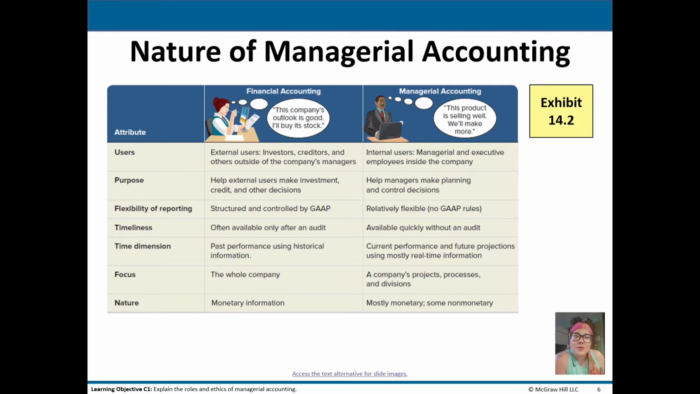And finally, we get to the nature of the information. Both financial and managerial accounting reports have monetary information. Managerial accounting reports also have non-monetary information, non-financial data that I was talking about earlier. That can include things like employee satisfaction, percentage of on-time deliveries, employee diversity, things like head count, stuff that is not necessarily a financial number or a number that has to do with money, right?